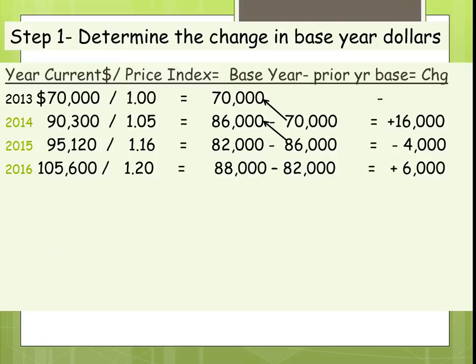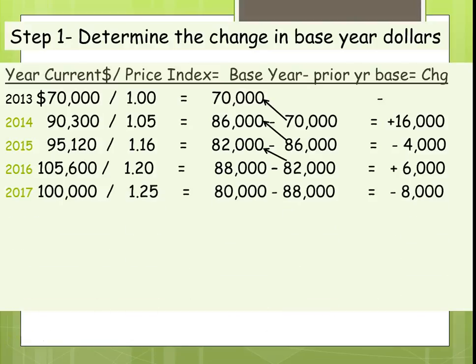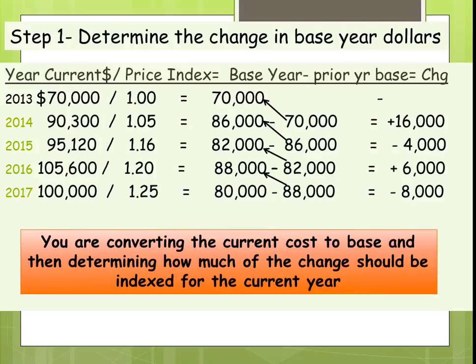The next year, we end up with 88,000 after doing our calculations, minus the prior base year, and we have an increase of 6,000. And in 2017, we get 80,000 minus the prior year base, and we have a decrease of 8,000. So now we're going to use this to convert the year-end dollars to what they should be based on dollar value LIFO.